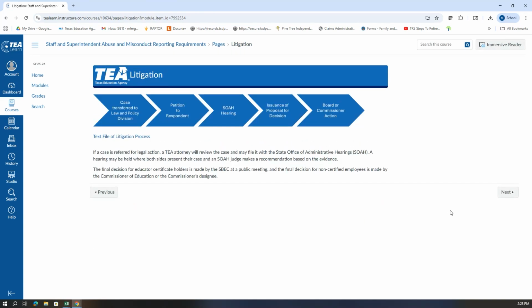Litigation. If a case is referred for legal action, a TEA attorney will review the case and may file it with the State Office of Administrative Hearings. A hearing may be held where both sides present their case, and an SOAH judge makes a recommendation based on the evidence. The final decision for educator certificate holders is made by SBEC at a public meeting, and the final decision for non-certified employees is made by the Commissioner of Education or the Commissioner's designee.